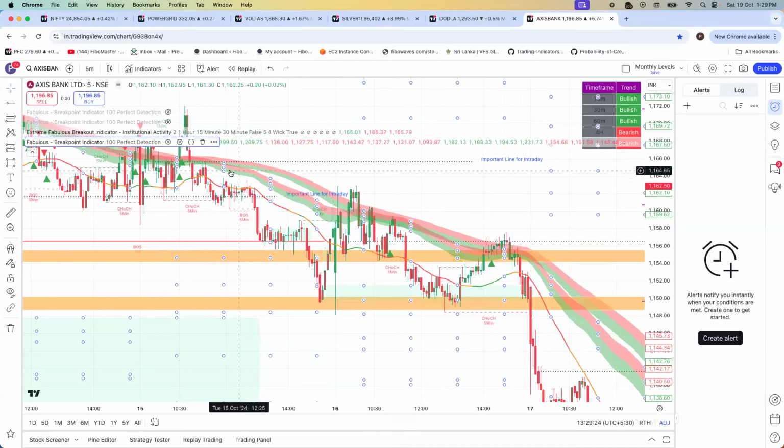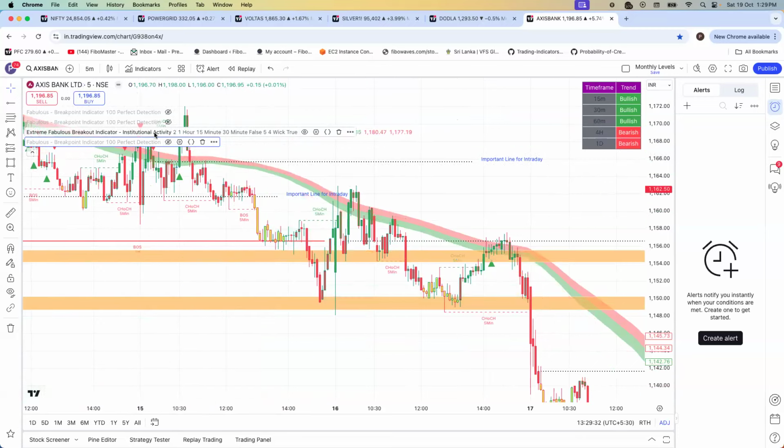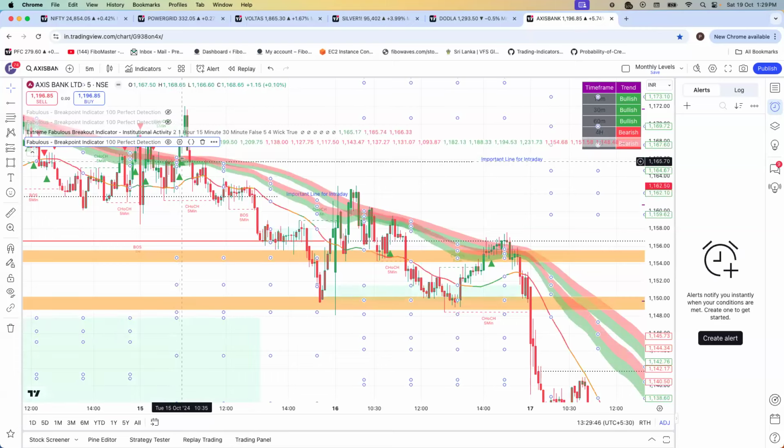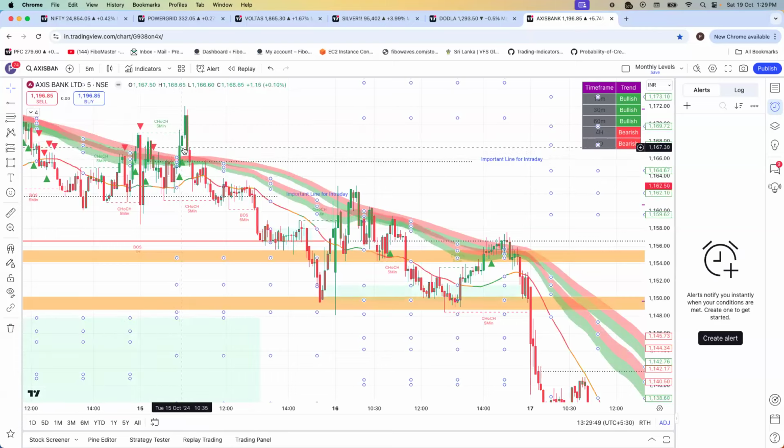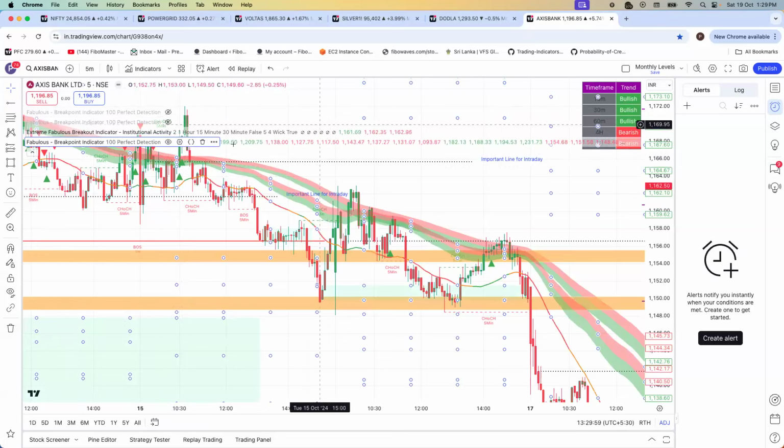Concepts are the same, but the finding of the candles is different. In Fabulous, the finding of candles is different, and in this one, it is different too. You're getting my point. You don't find the same triangle at the same time, but you find triangles earlier. Triangles are also there, but here it goes one candle above, where you miss the trades. So that is the beauty of this Extreme.